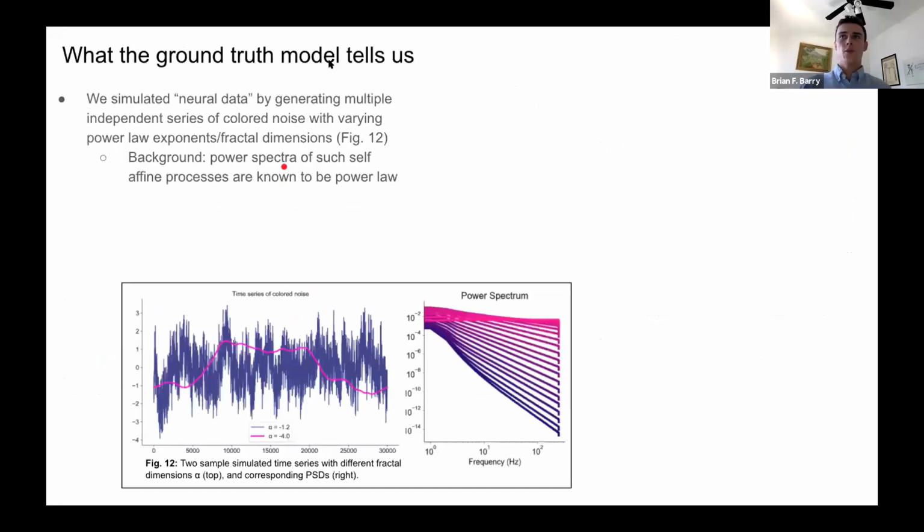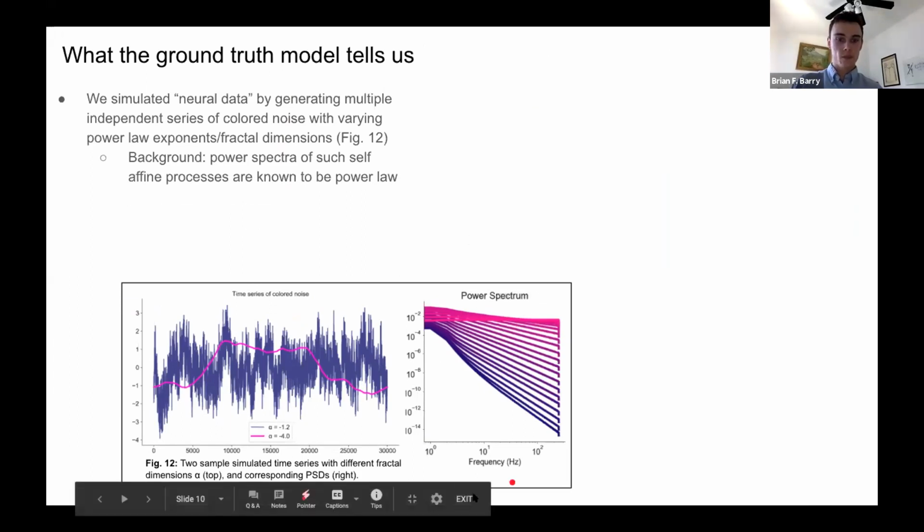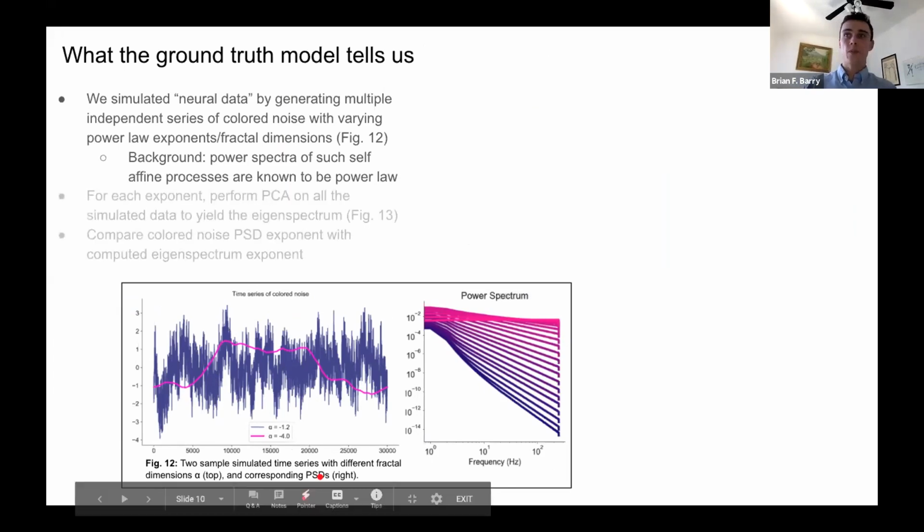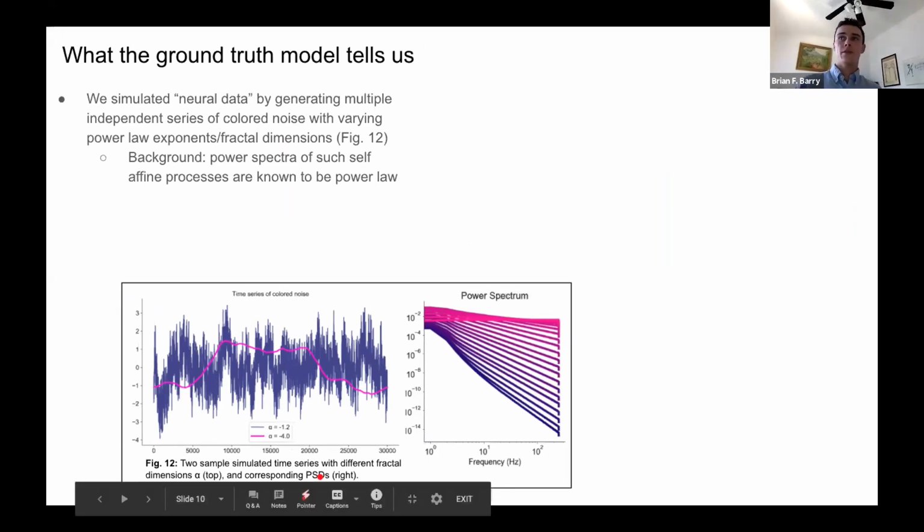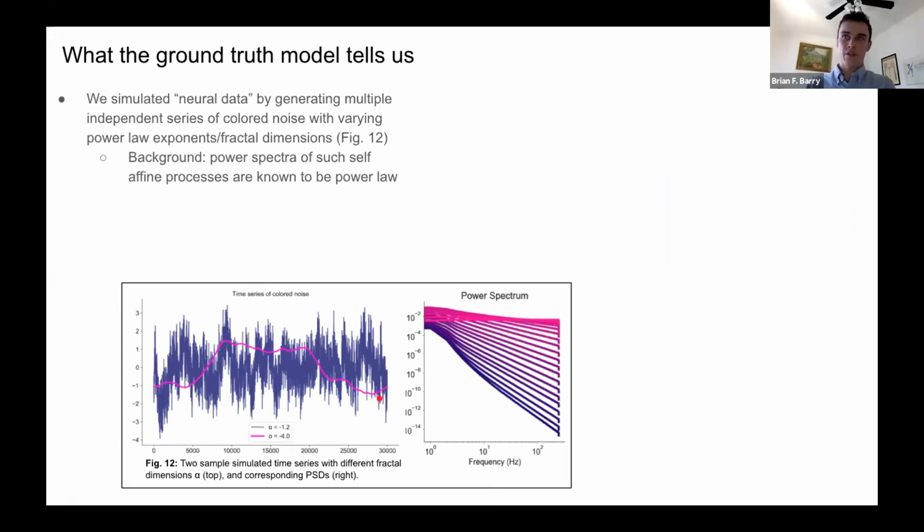So in order to test the null hypothesis that a non-critical system will not yield power laws in the eigenvalue spectrum, we simulated independent colored noise time series where the ground truth values are the exponents of the power spectrum. So we're simulating signals where we already know what the power spectral exponent is. For each exponent in the range of exponents we used, we simulated around 100 time series and followed a condensed version of the pipeline that we used for the neuropixels data.